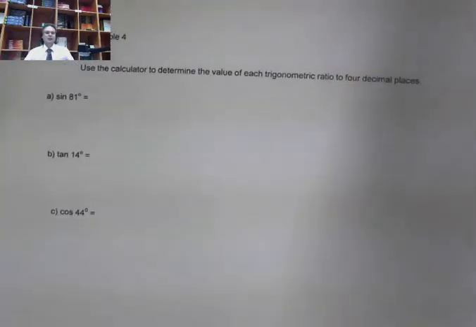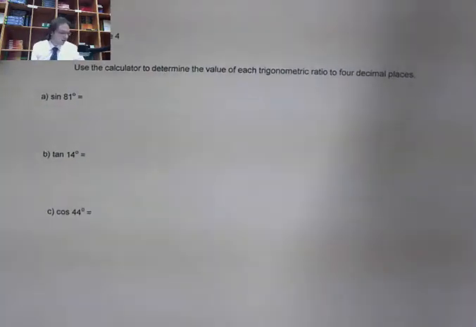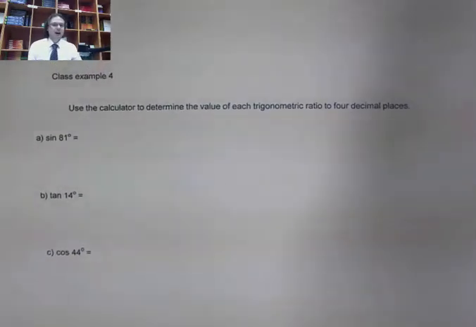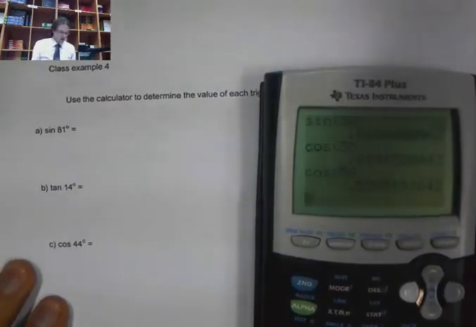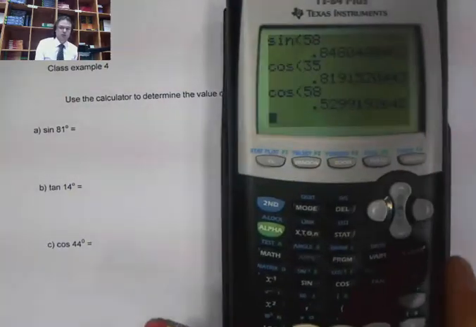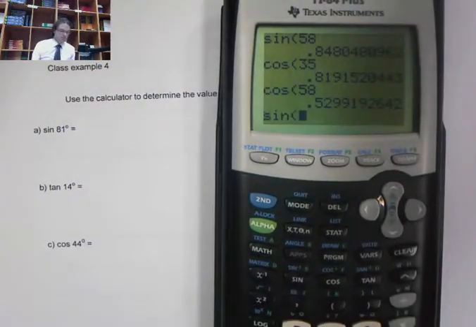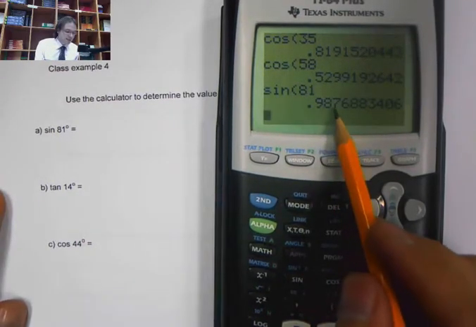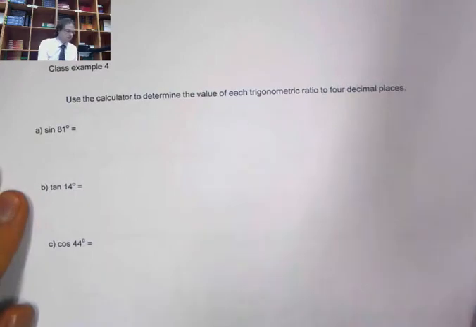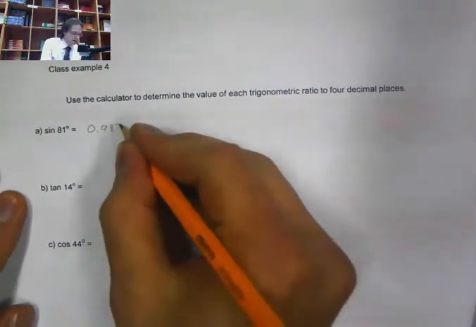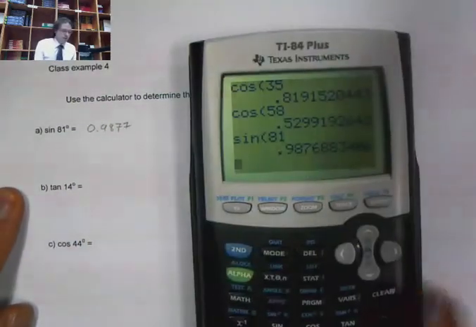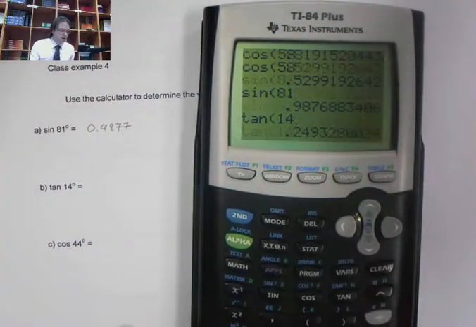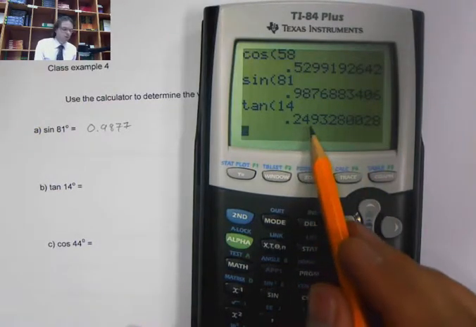Alright, now let's take a look at example number 4. Using a calculator, determine the value of each trigonometric ratio to 4 decimal places. So I want sine 81. Calculator, I'm just going to punch it in, let's look at my keystrokes: I push sine, then I push 81. Enter. That gives me 0.9877. Let's try tan 14. So I'm going to go tan 14. I'm going to get 0.2493.